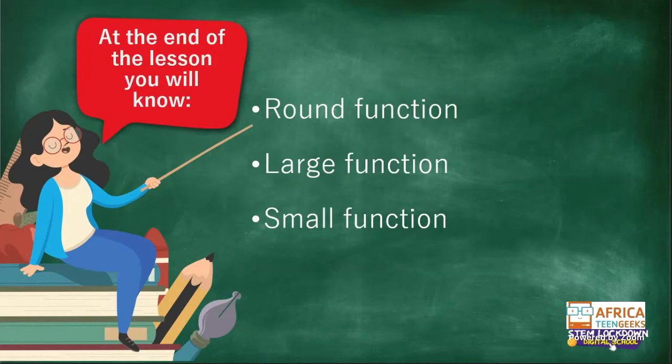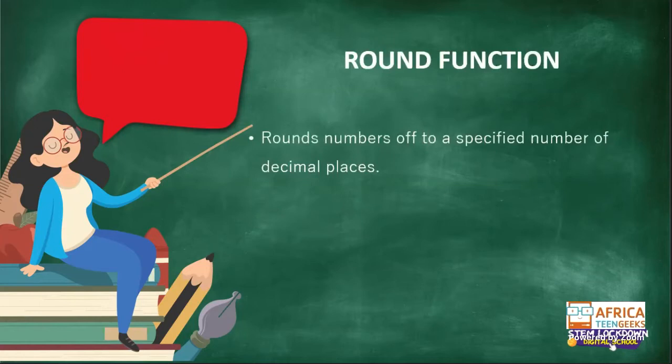Okay, so first off, looking at the round function, what is the round function? The round function is quite simple to understand. It's essentially rounding off numbers to a specified number of decimal places. So what you're doing is rounding off a number to a specific amount of decimal places. You could round off to 1 decimal place, you could round off to 2, 3, 4, 5, 6, 7 decimal places, and I'm going to show you how to do that.